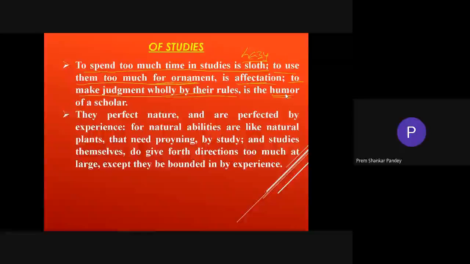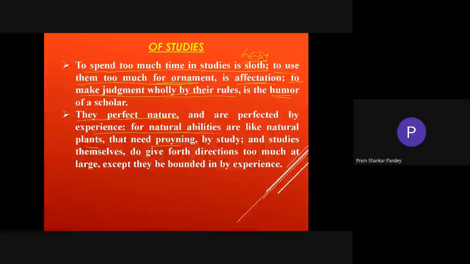Sorry, sir. Okay, fine. "They perfect nature and are perfected by experience, for natural abilities are like natural plants that need pruning." Pruning means cutting them short. So people are perfected by experience. They get perfection with experience only. Nobody is perfect when they are born. So the perfection comes out of experience.